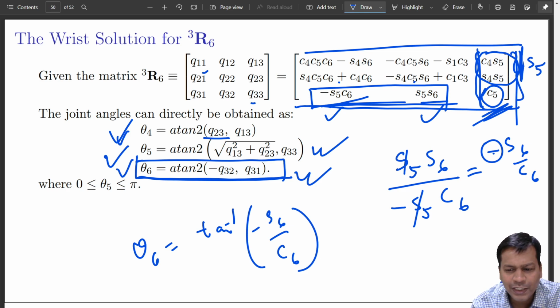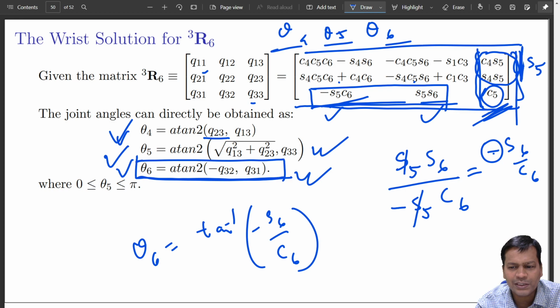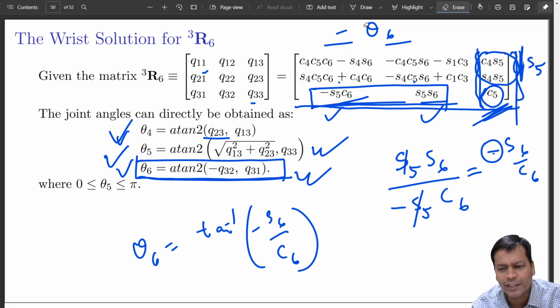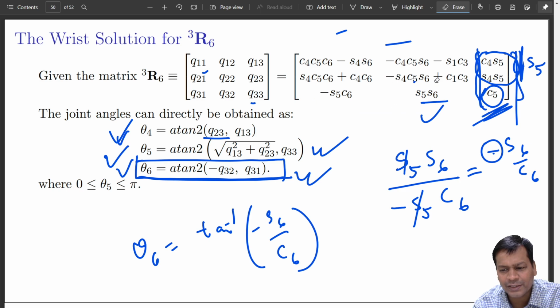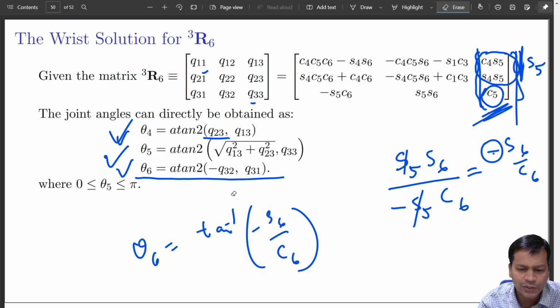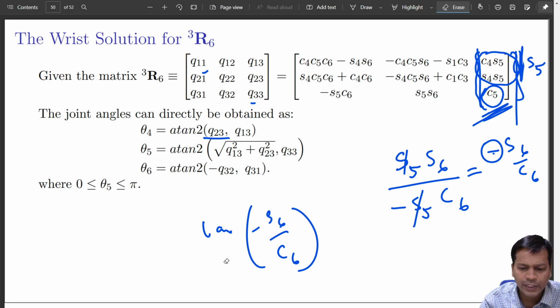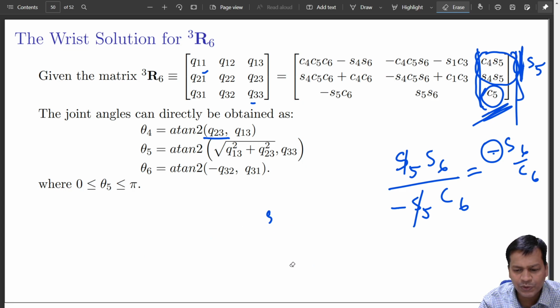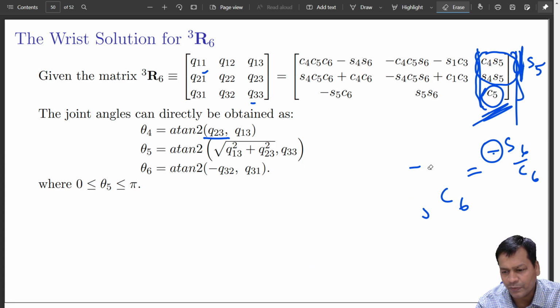There are many equations and just three unknowns, theta 4, theta 5 and theta 6. How many equations are there? There are 3 cross 3, that is 9 equations that can be formed. So it is redundant, that means a solution does exist. There are multiple solutions also. What are those multiple solutions? I'll just demonstrate that now.